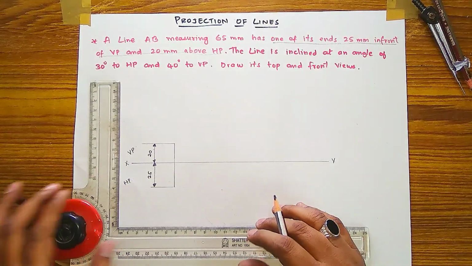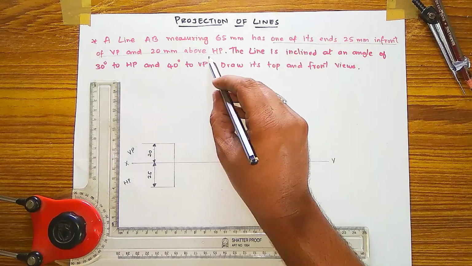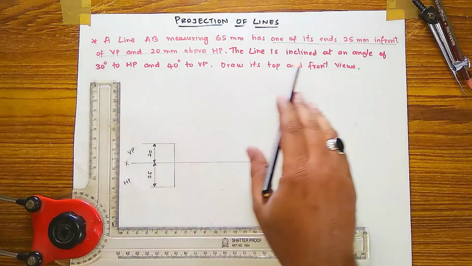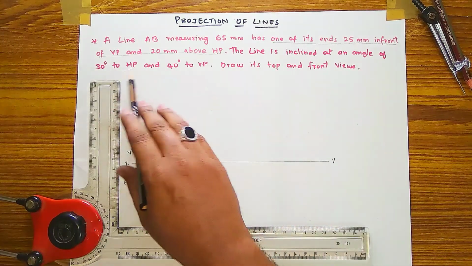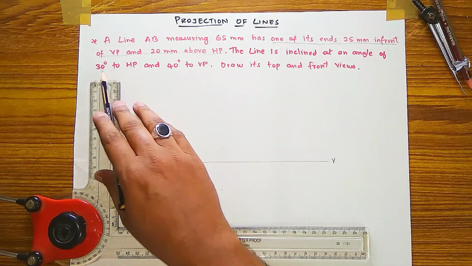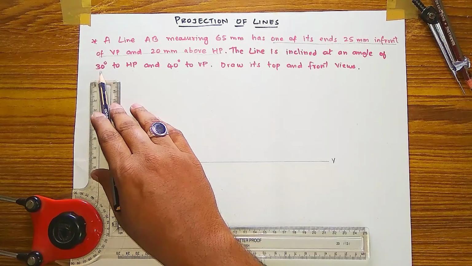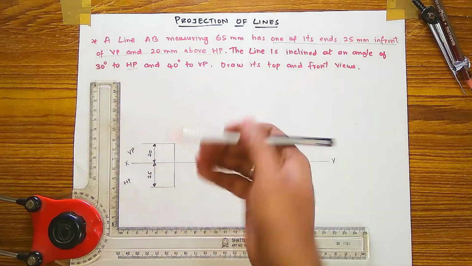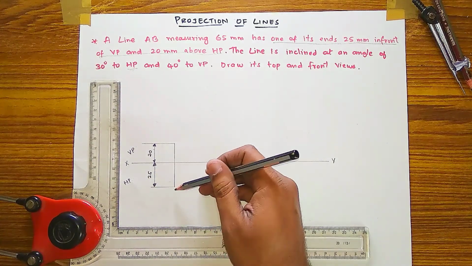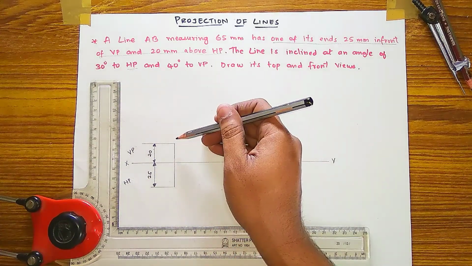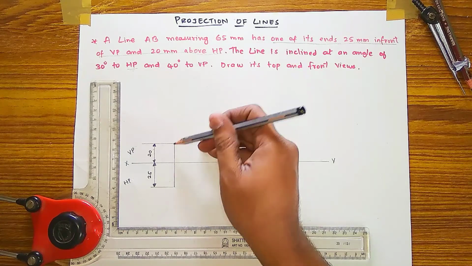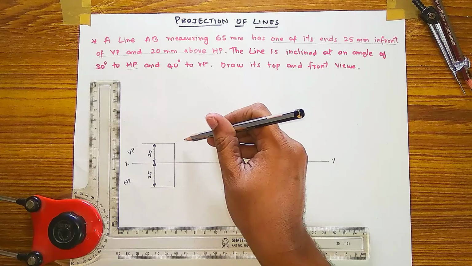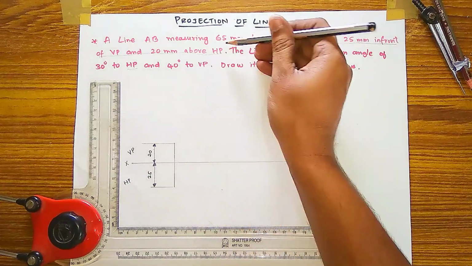Then, after taking this above and below dimension, you have to see the angles given in the question. Inclined at an angle of 30 degree to HP means, in the question if the line is inclined at 30 degree to HP, you have to draw that 30 degree angle on VP. So to HP he is giving, you have to draw that angle on VP. So here you have to draw your angle 30 degree with the line length of 65 mm.